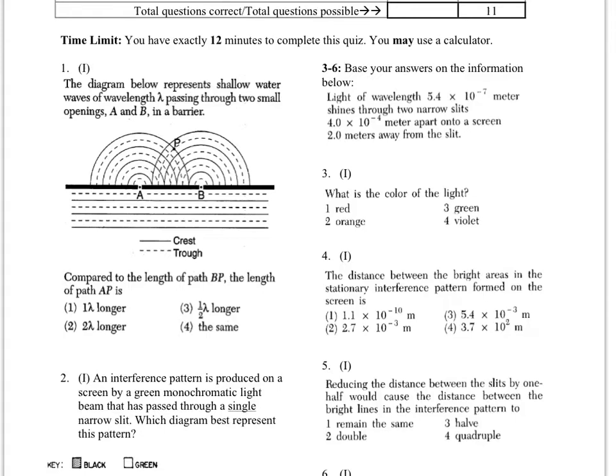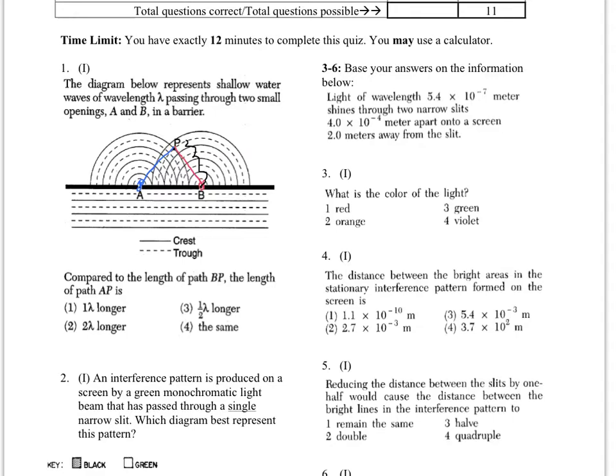So first we need to make sure we understand what it means by BP. BP would be this path here, B to P. AP would be this path here, A to P. Now, you might be tempted to take the time to say, okay, well, let's see, this would be one wavelength, two wavelengths, three wavelengths and a half, counting from crest to crest.